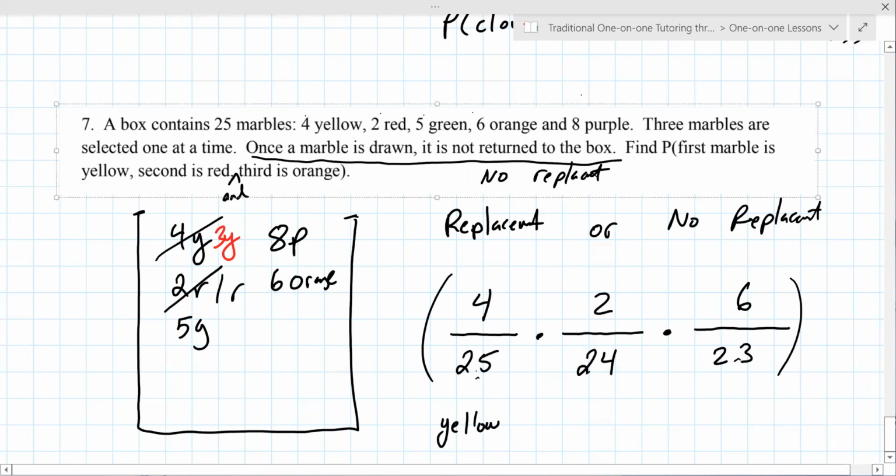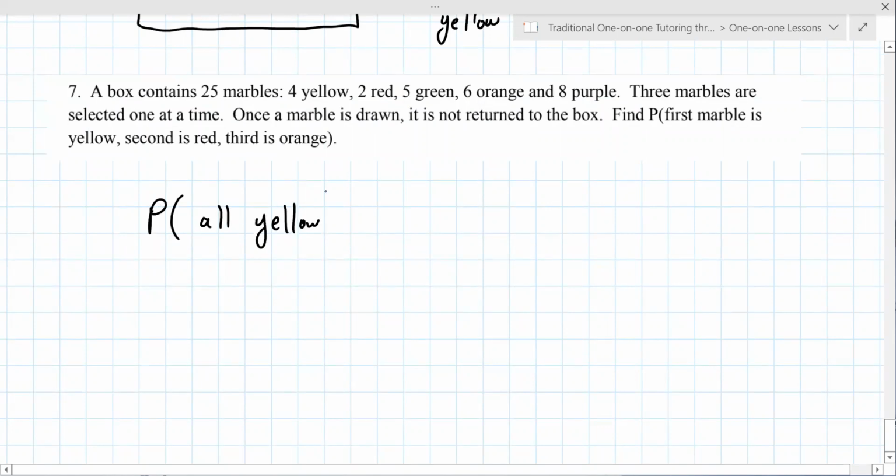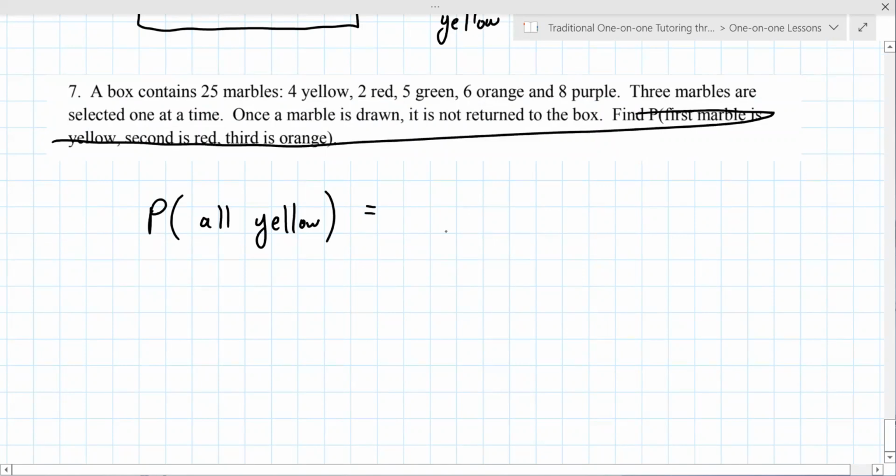So let's just do one kind of related problem, the one that you often see. What's the probability that they're all yellow? Rather than this, because you're pulling out 3, but they're all yellow. So there are 4 yellows to start. You pull 1 out, 3 yellows, pull 1 out, 2 yellows, like this. And that's when the numbers on both the top and the bottom descend.